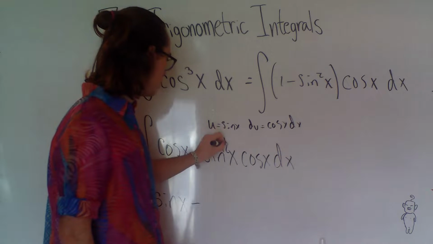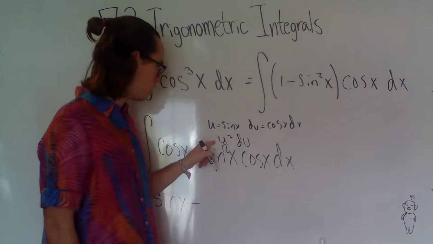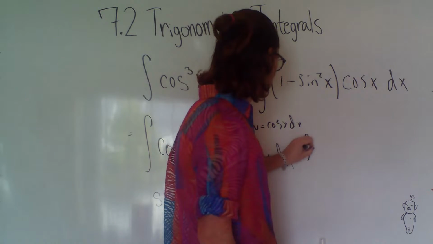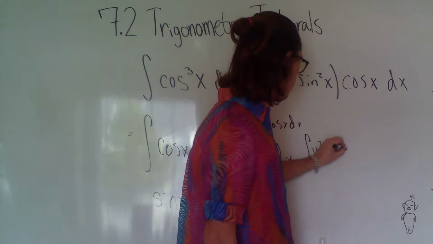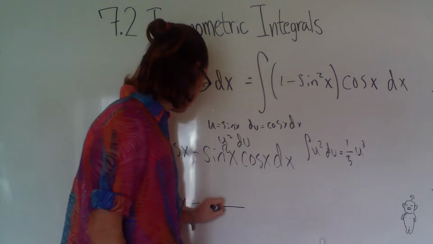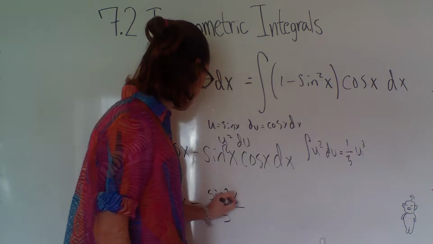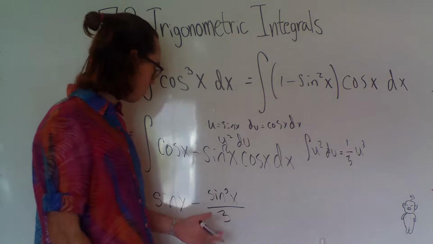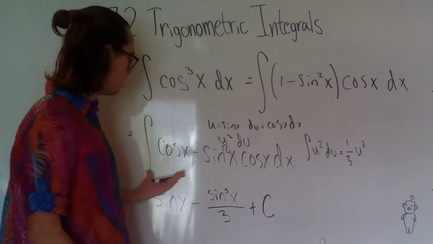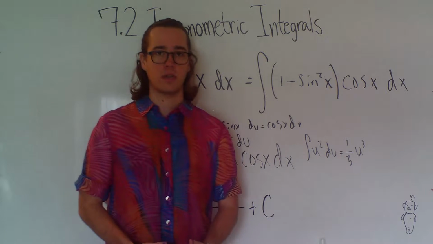Well, this would turn into u squared du, since sine squared turns into u squared. The integral of u squared du is equal to 1/3 u cubed, so this is just over 3, cubed of u, so sine cubed x. And then we see, okay, that's our integral. Are we done? No. Plus c, this is an indefinite integral. We don't know what possible constant could have been taken away when we did the integration in the first place.